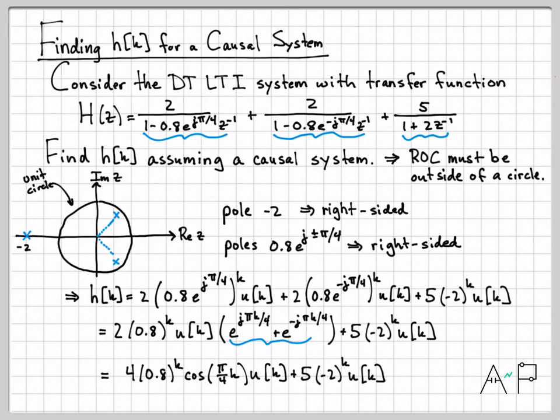So that wraps up this example. We went through it a little bit faster because it's so similar to what we just worked, but we have now found the impulse response, h[k], assuming a causal system, which is a lot easier because for every pole location in the system, you're always going to choose a right-sided time domain signal. So that's it for now.